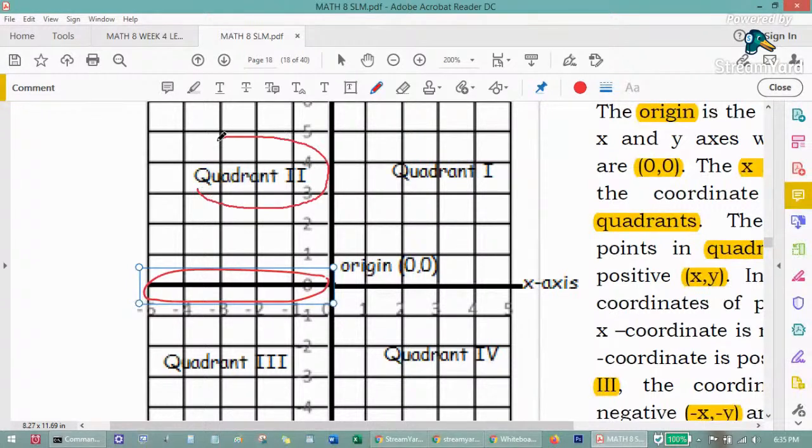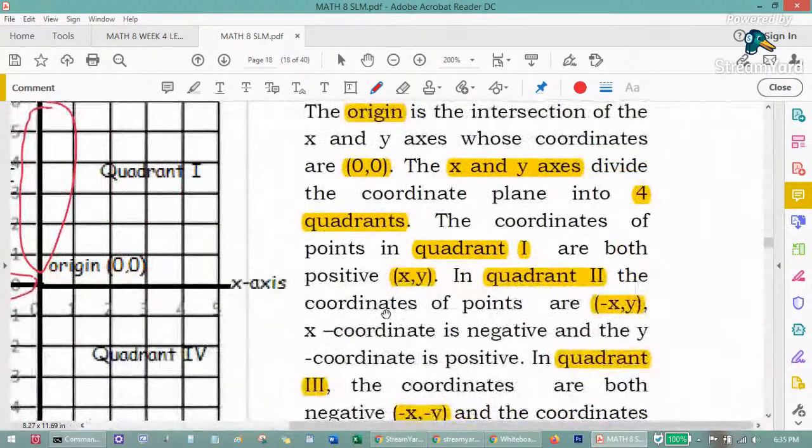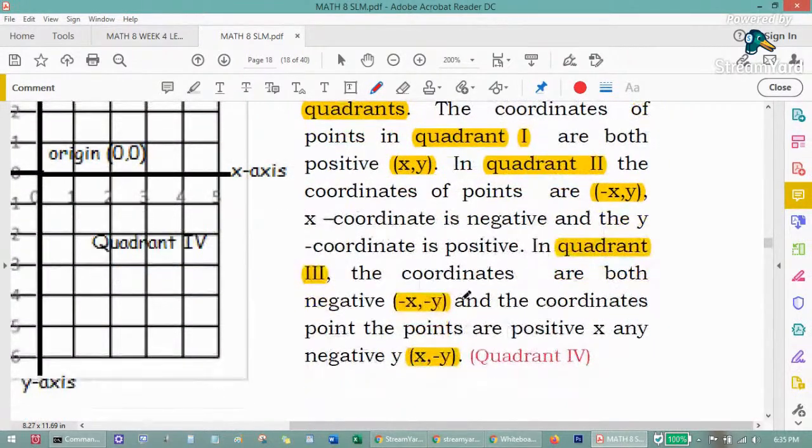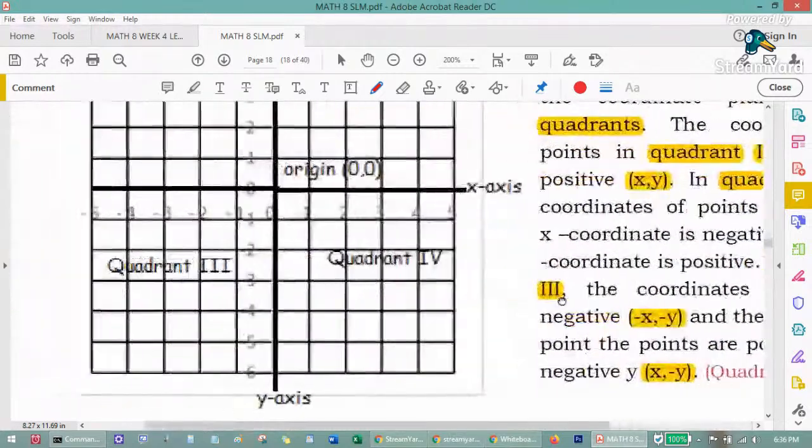So, ang mga x ng quadrant 2 are negative x. And ang y ng quadrant 2 is positive y. Lahat ng nandito sa quadrant 2 ay negative ang x and positive ang y. Okay, that's quadrant 2. And then quadrant 3, both parehong negative ang coordinates. X and y are negative.